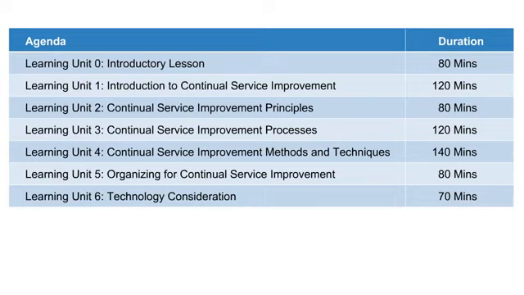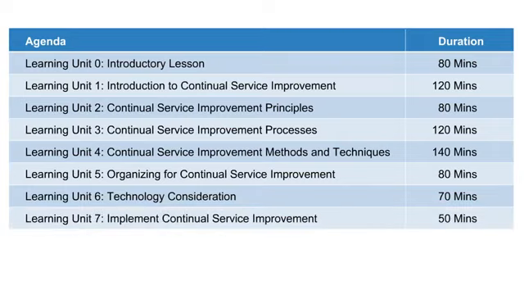Learning Unit 6 explains technology considerations. This unit will help you to understand technology as part of implementing CSI process capabilities. You will also go through the special technology functions and features that relate to CSI practices. Learning Unit 7 explains the implementation considerations of continual service improvement. This learning unit will help you to understand how implementation and improvement considerations contribute to continual service improvement.